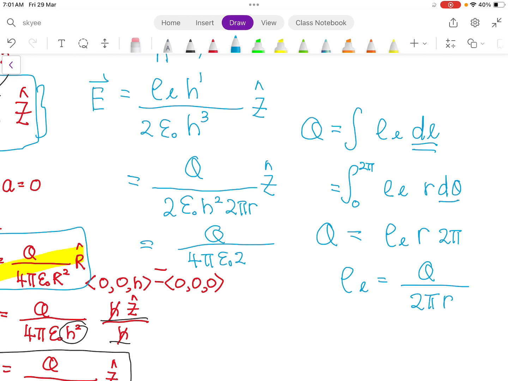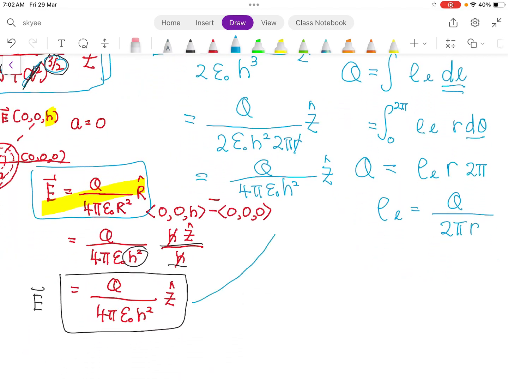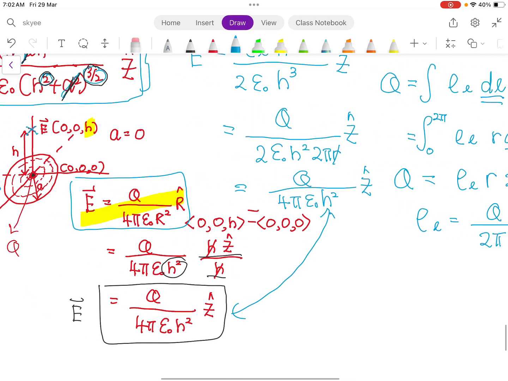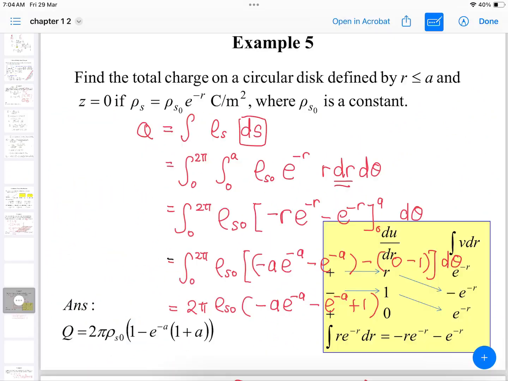Alright, yeah. Here, the R is the radius. So the R is equal to 0. So you have this thing. Okay, so you will get the equation which is the same over here. Okay, right. So this is the solution for these questions.